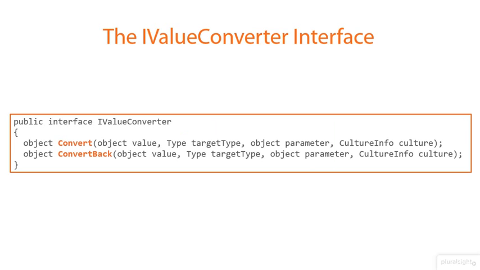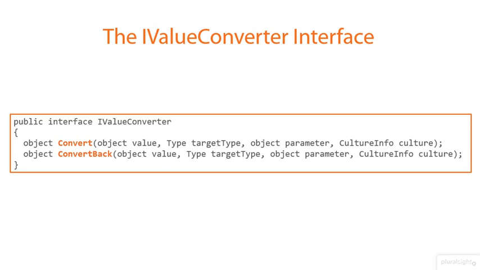Technically, a converter is a class which implements the IValueConverter interface. This interface is pretty simple. It contains just two methods, Convert and ConvertBack. The Convert method will be called to transform or convert the data when going from the source to the target. So in the Convert method, we would typically add the currency sign or perform formatting for a date value.